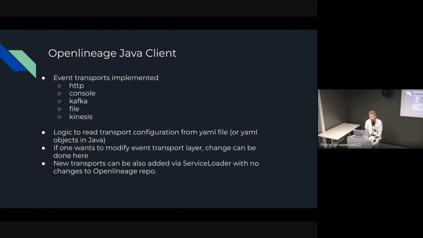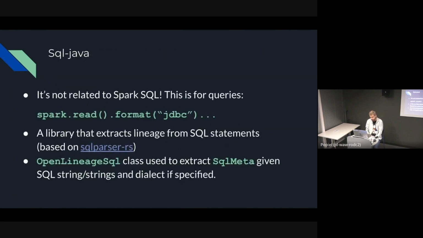So if you do have your custom transport and you don't want to publish it to the community or release it, you can just have your own jar and define through the service loader the transport interface you want to use. And that's something someone was trying out. Then we have the SQL Java package that needs to be built.